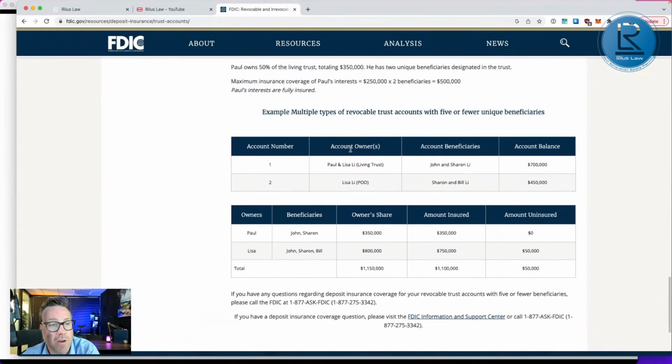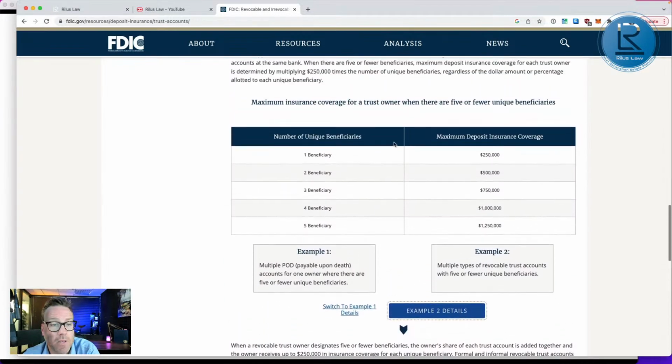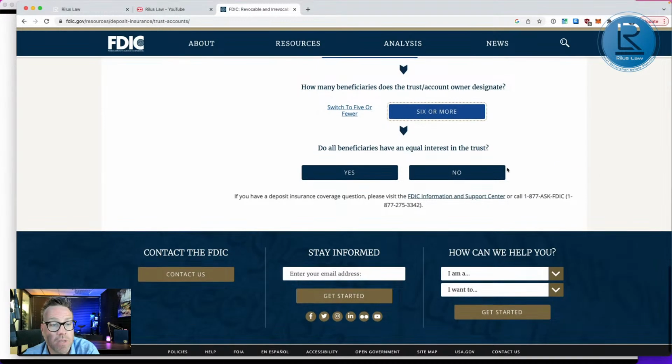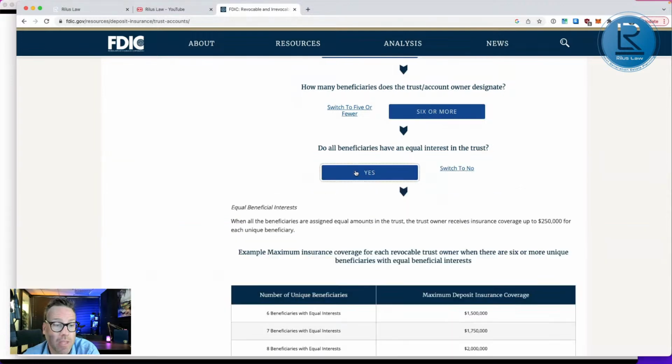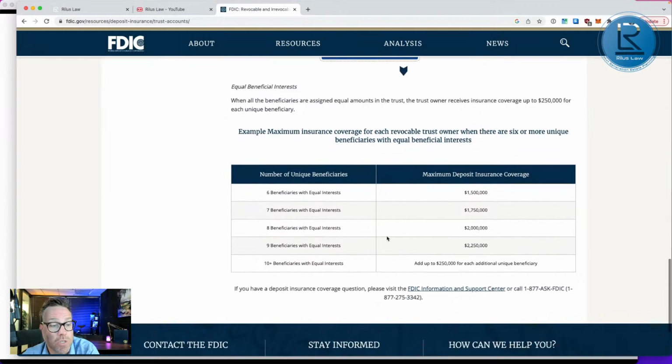All right, so it can start getting a little tricky here, you see. Now let's look at more than 6 beneficiaries. Now we also have another variable: do the beneficiaries have equal interest in the trust? Let's start with yes, assume they have equal interest. It's going to be 250,000 per beneficiary. So just look at how many beneficiaries and 250,000 of coverage per beneficiary.